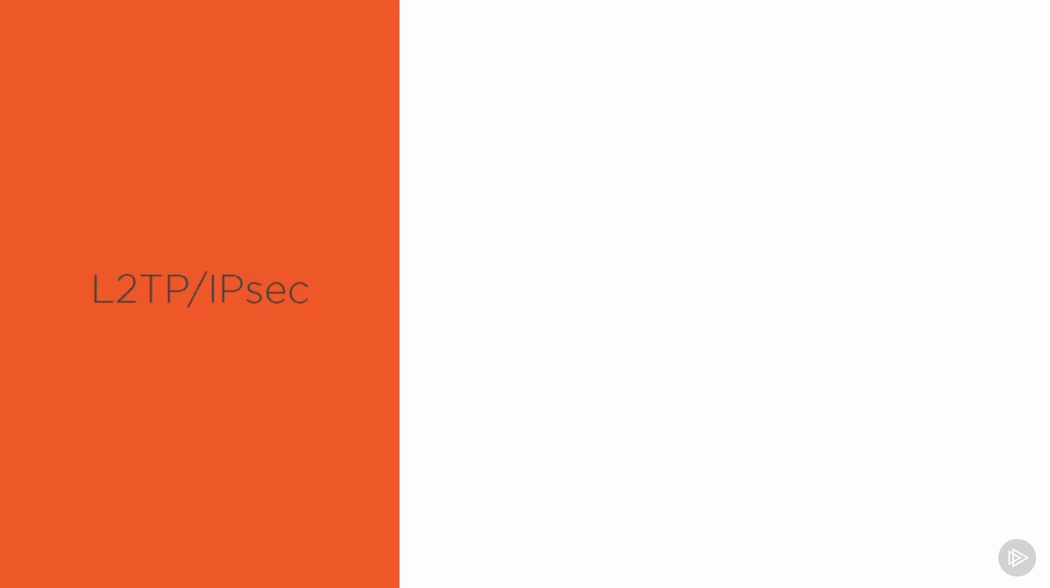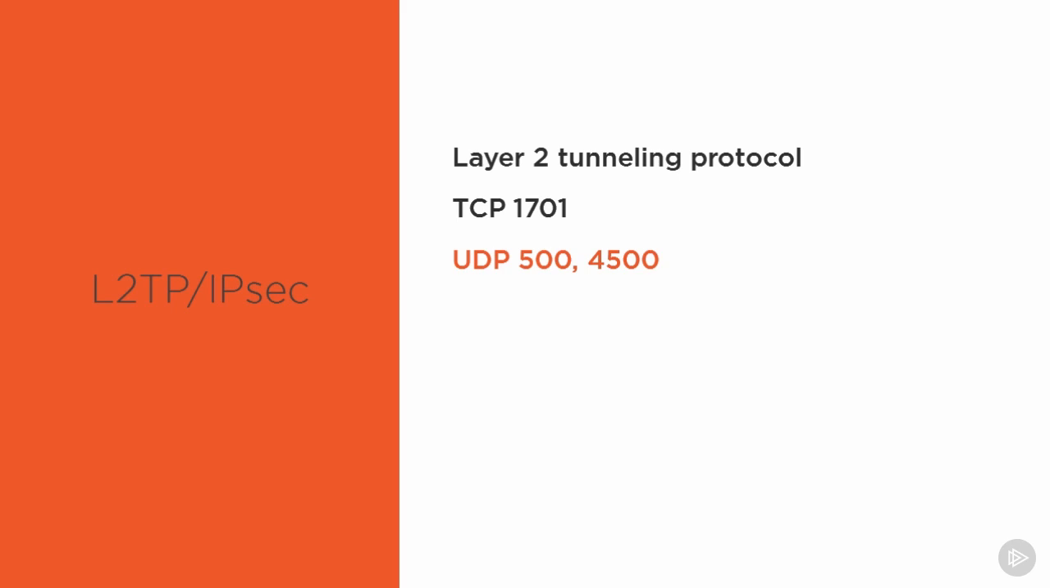Another VPN type is L2TP with IPsec. L2TP stands for Layer 2 Tunneling Protocol, where Layer 2 really refers to Layer 2 of the OSI model, the data link layer. L2TP with IPsec uses a number of ports that need to be opened in the firewall, beginning with TCP 1701, UDP 500, and 4500, and it uses IP protocol 50 for Encapsulating Security Payload, or ESP, and IP protocol type 51 for Authentication Header, or AH.